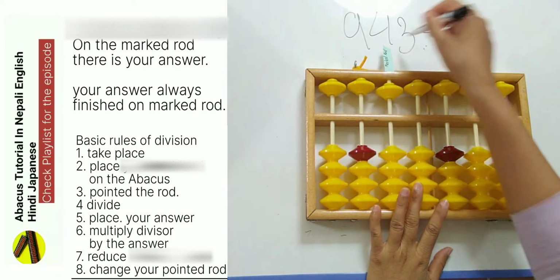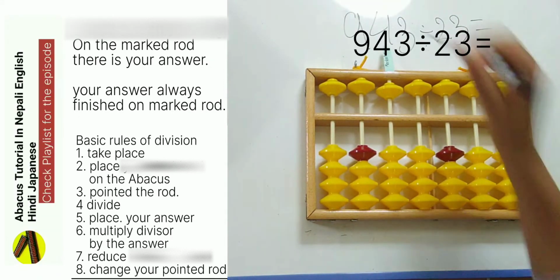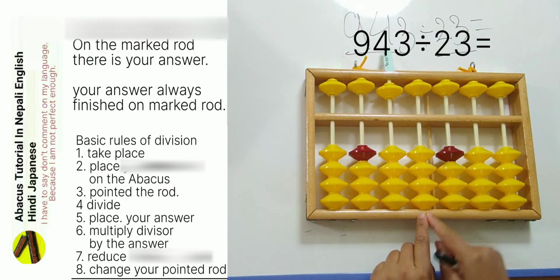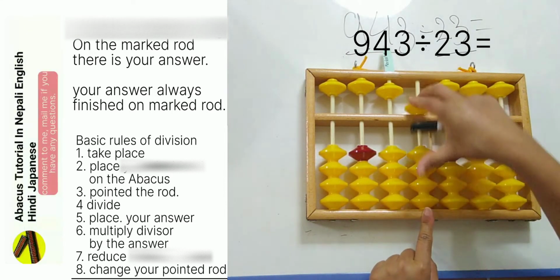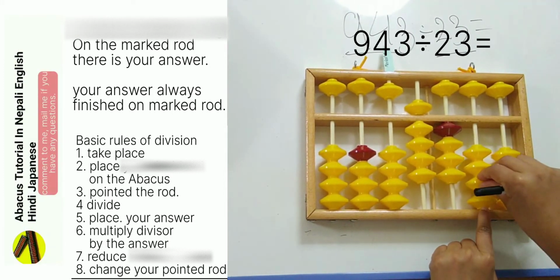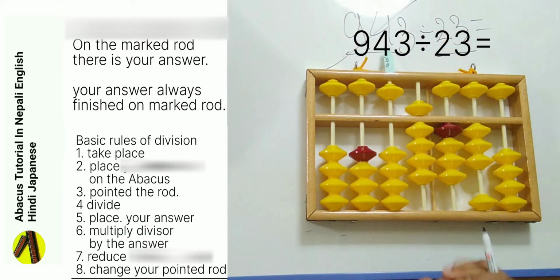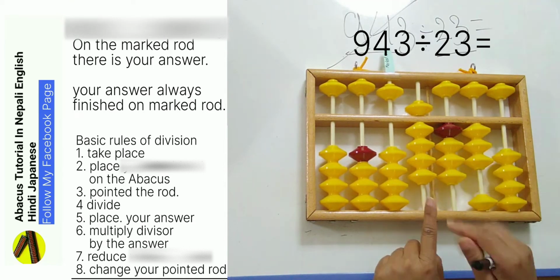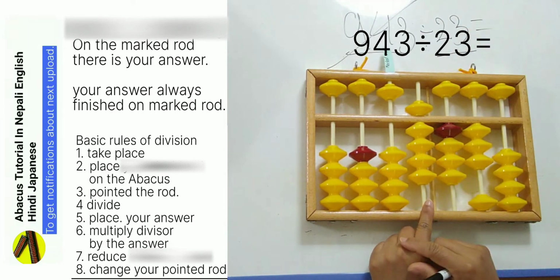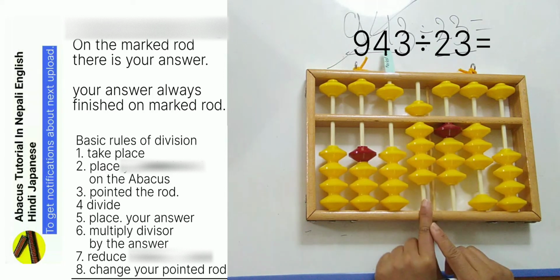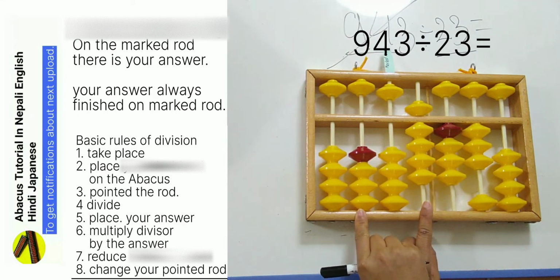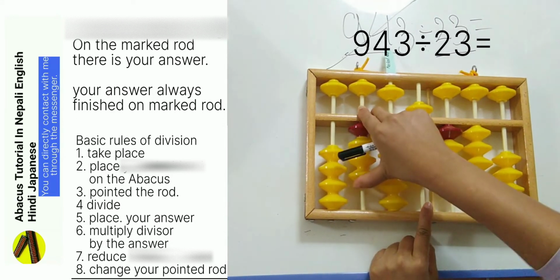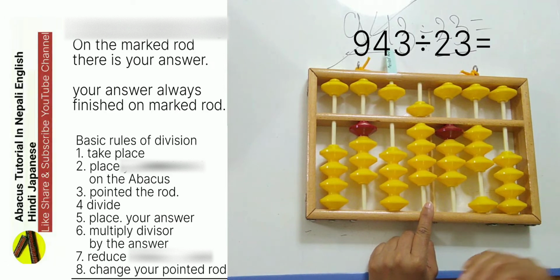The next question is 943 divided by 23. 3 digits minus 2 digits, you get 1 again, and this is the first place. The marked rod is the second place. So 9, 4 and 3. You don't need to look at these numbers. Place your pointer finger here. 9 divided by 2, how many times can you divide? Yes, 4 times. So put your answer 4 two rods to the left here, and start to multiply from here.